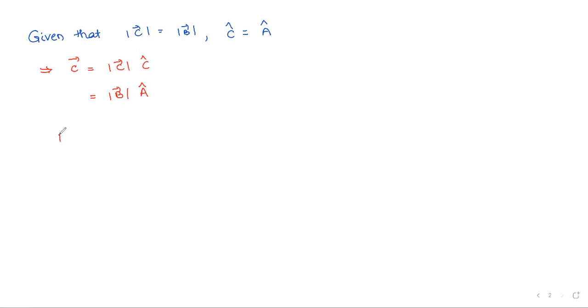Oh, mod B, very easy, sir. Already a few students posted the answer here. That is 3, B bar, none. Yeah, Deepika, I think, yes, correct. Posted here the answer. So if you see there, given that B bar is equals to 3 I cap plus 4 J cap.